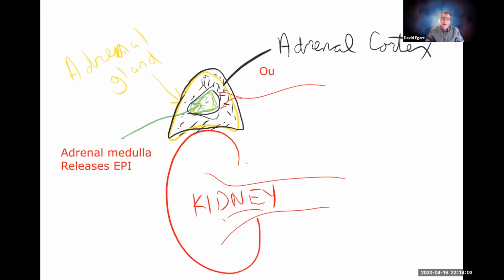There's an outer layer. It's called the zona. You don't have to remember these names; I'm writing them in just because I'm writing them. Zona glomerulosa, it means the zone of little balls. It's because under the microscope, it looks kind of more globby looking.